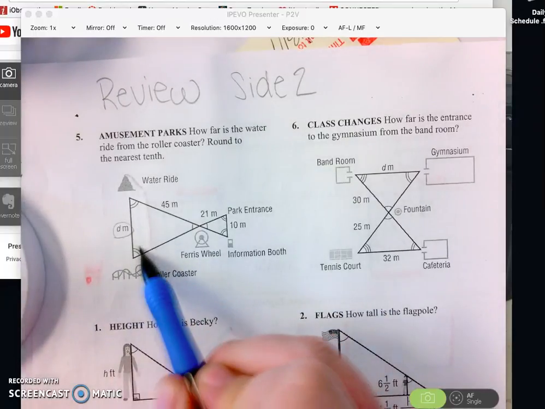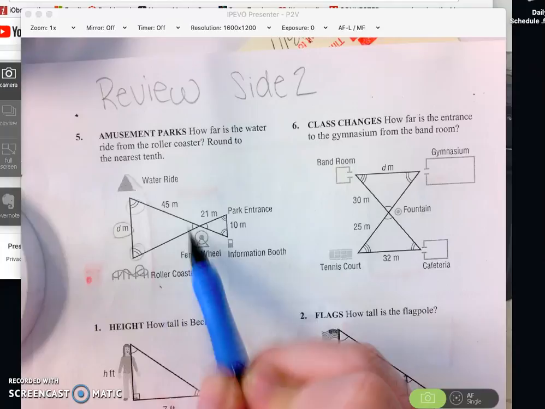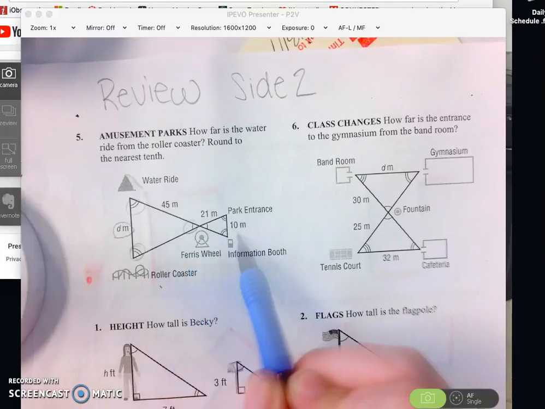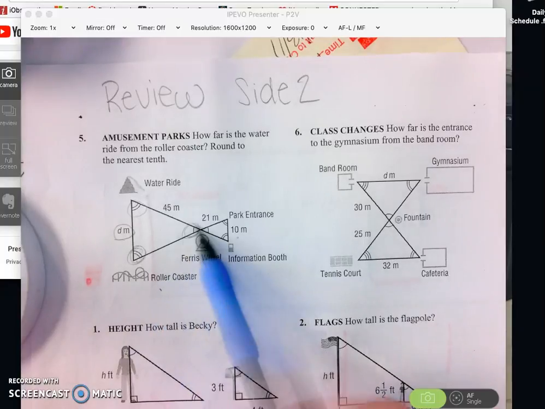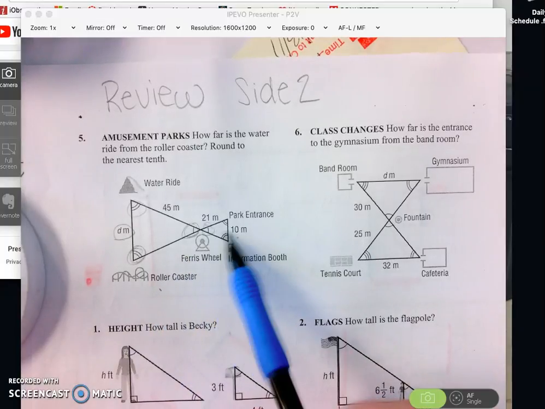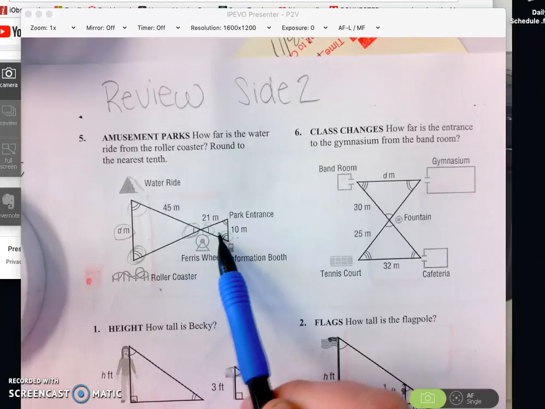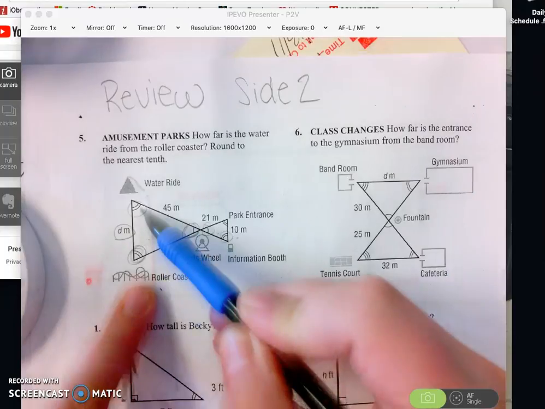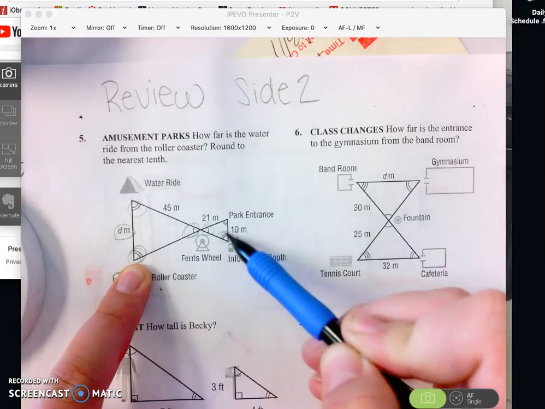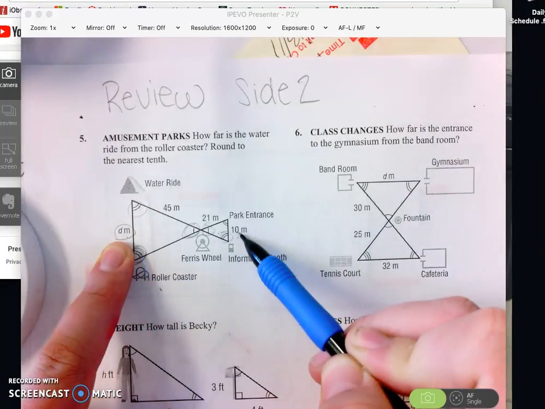We know that if we have two angles from one triangle that match two angles from another, then these two are similar, and with that we can use similar triangles and proportions and set up a proportion to find our unknown length. So between our two arcs is our D and our 10.